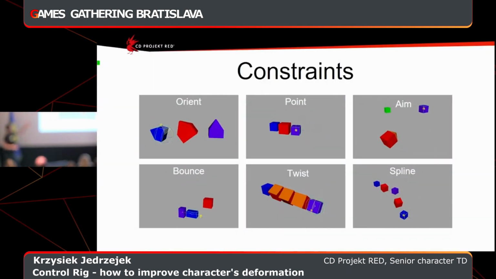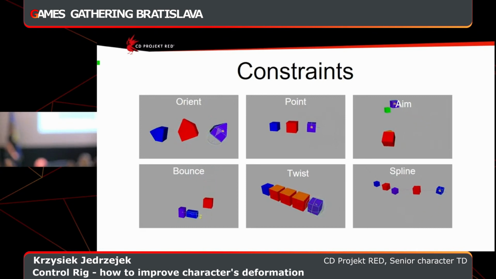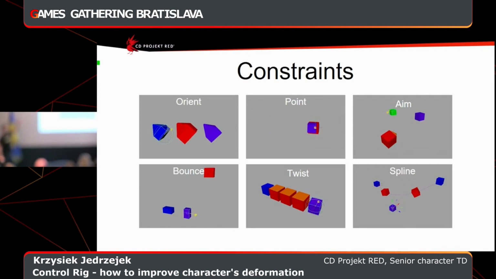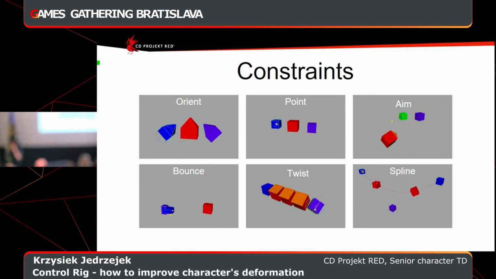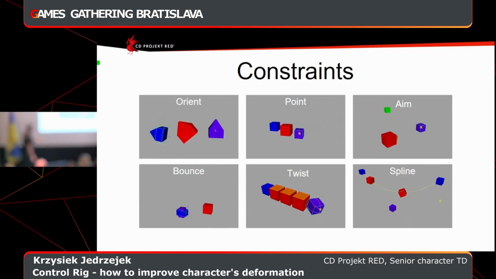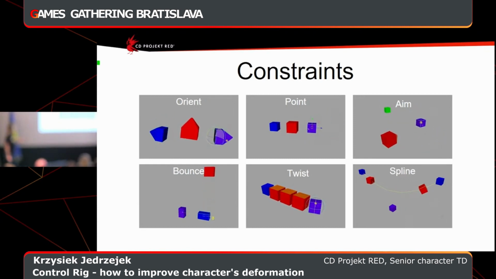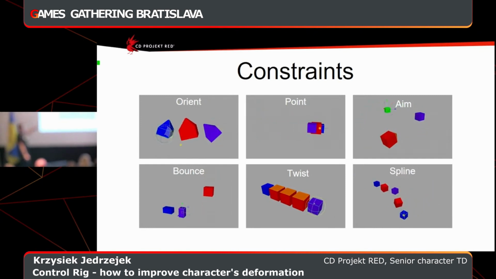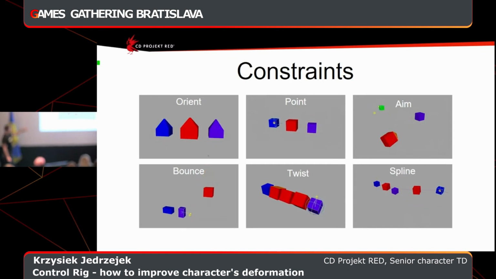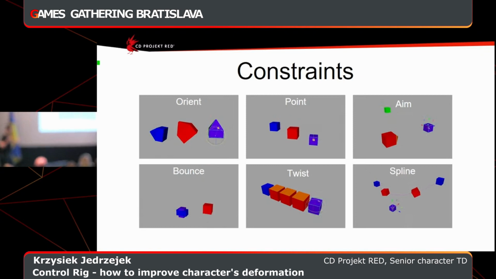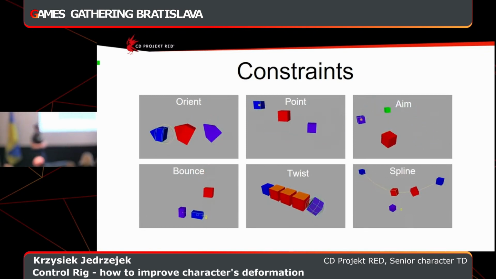So there are 6 main characters of the speech. The 3 above are built into Maya, so everybody can use them. And the 3 on the bottom are our custom nodes. But the math behind it is very, very simple. Just calculate the distance between 2 objects on bounce constraint in one axis, and on twist, this is the difference of the rotation on one axis. Yeah, and distributed to the other joints.